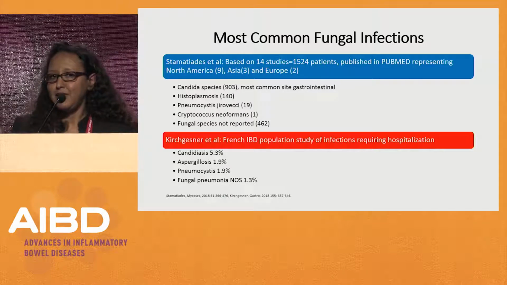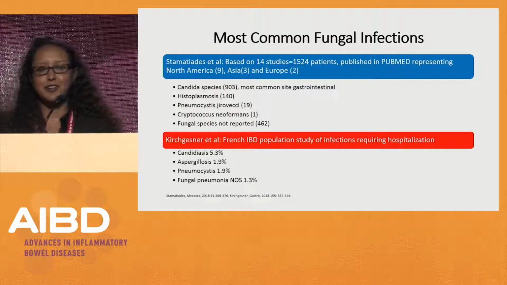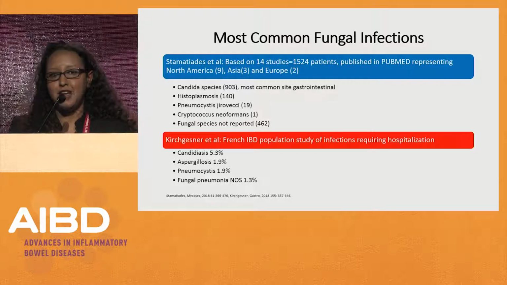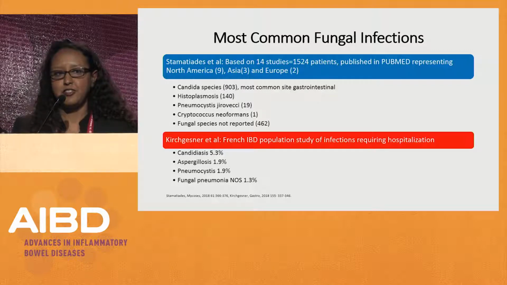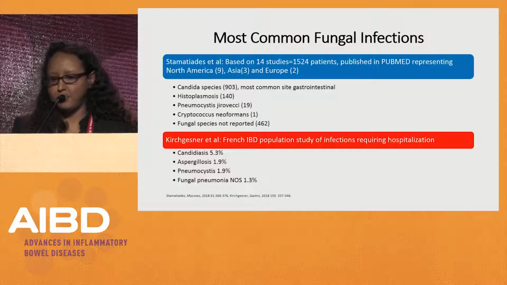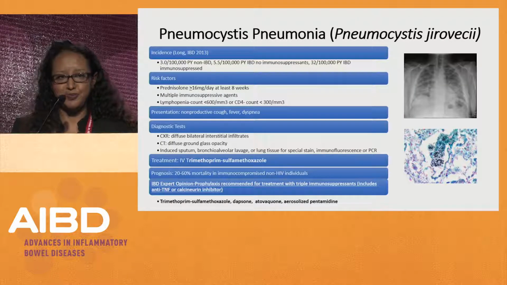And then last category that is very significant but not necessarily most common are fungal infections. And based on a systematic review of studies published of fungal infections in PubMed, the most common ones were Candida species, mostly the GI site, histoplasmosis, Pneumocystis, Cryptococcus were most common. And then in the French study, Candida, Aspergillus, and Pneumocystis.